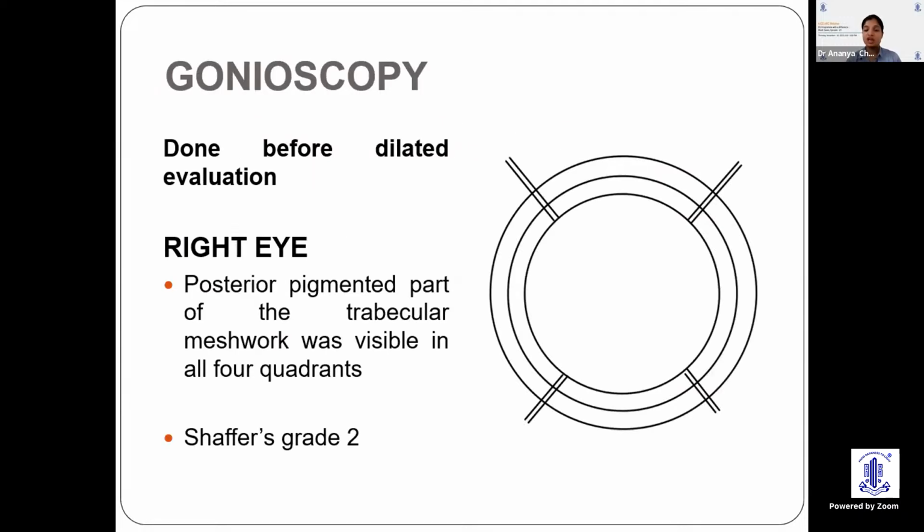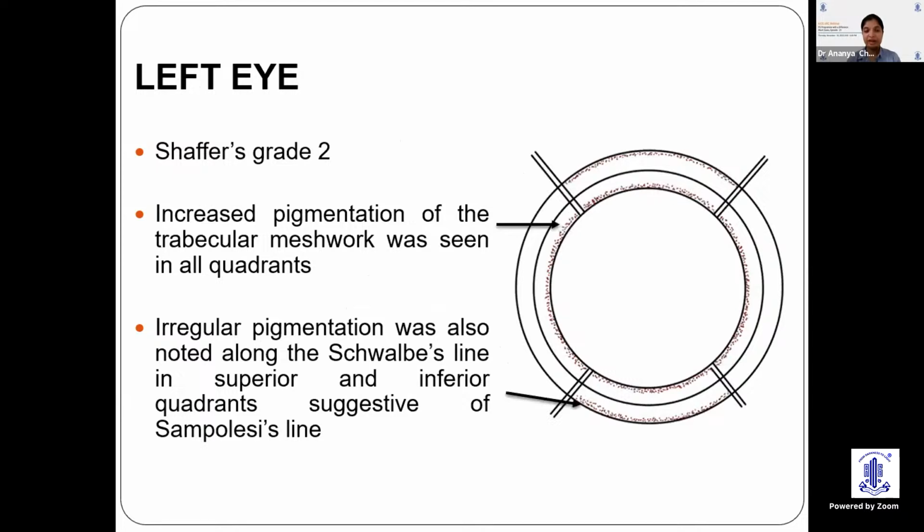Gonioscopy, which was done before dilated evaluation in a dimly lit room, the right eye showing posterior pigmented part of the trabecular meshwork was visible in all the 4 quadrants. Gonioscopic grade 2 was seen as per the Shaffer's classification system. Left eye, gonioscopic grade 2 was again observed as per the Shaffer's classification system. Posterior pigmented part of the trabecular meshwork was visible in all the 4 quadrants.